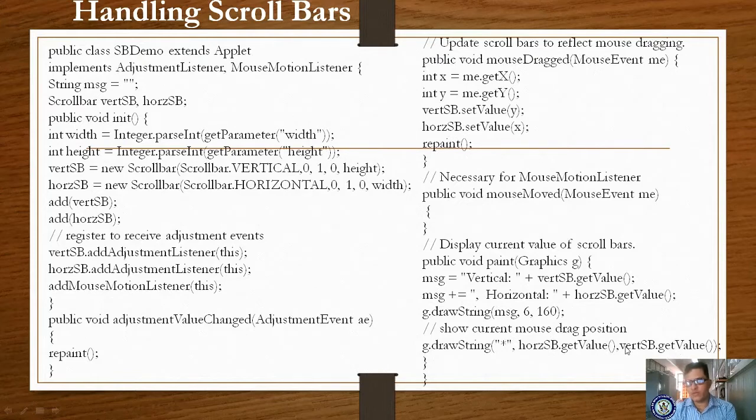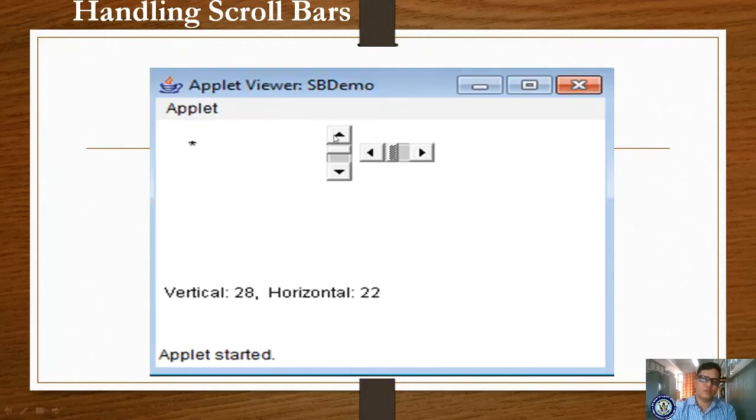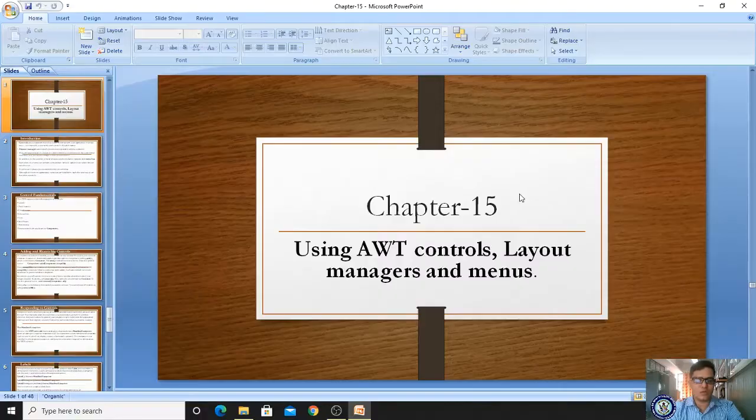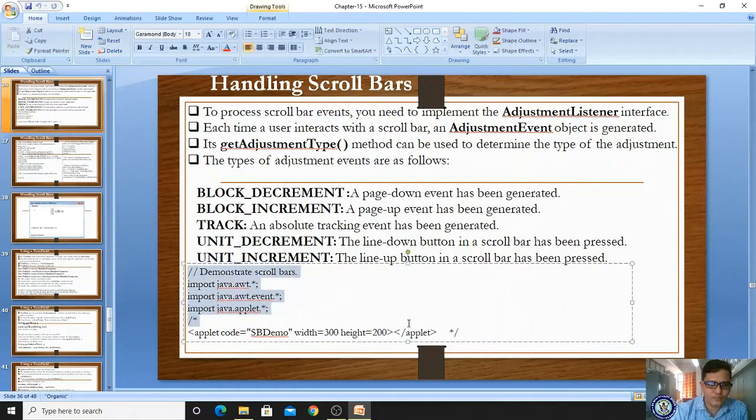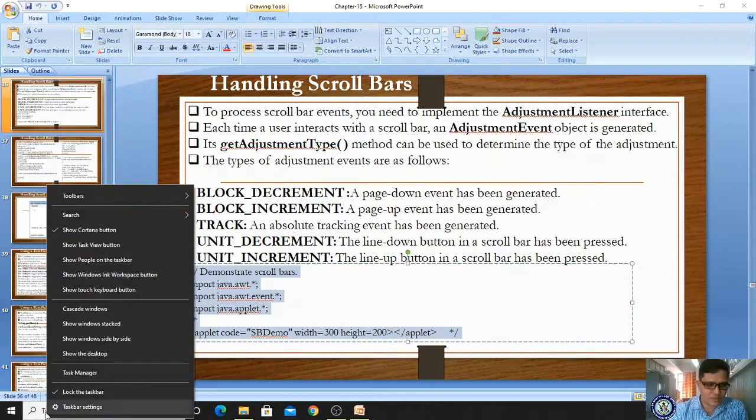Whenever you do the same thing for your vertical scroll bar, you are accessing the value, but it will show a star. So if you execute this program, you get the vertical scroll bar and horizontal scroll bar. Here it is showing vertical 28, horizontal 22. So this is the x value and y value. Whenever you drag, it will show stars. Let me check whether it will work or not. Let me copy this program. I'm copying. Let me open Notepad++.